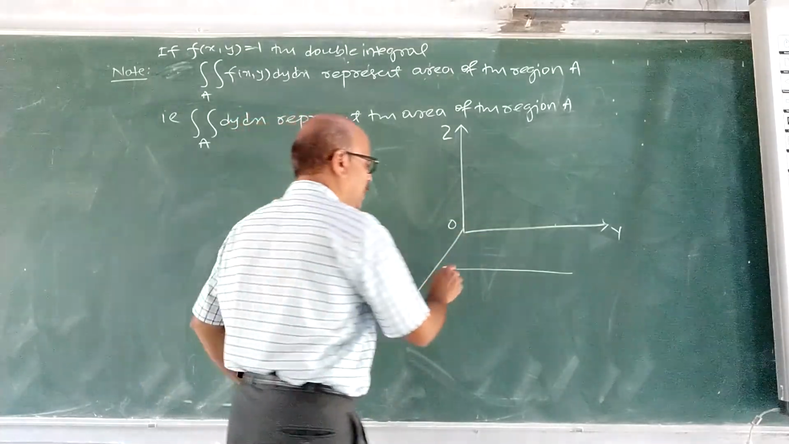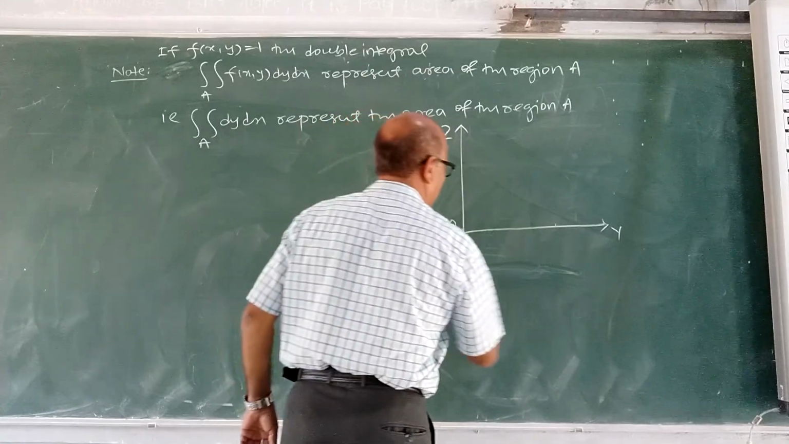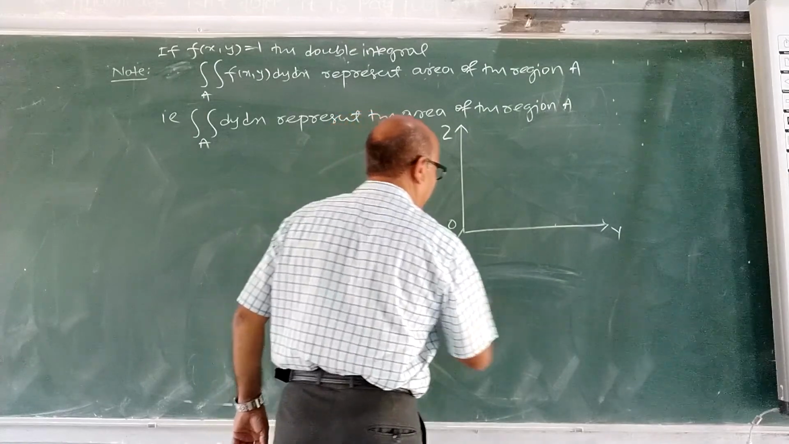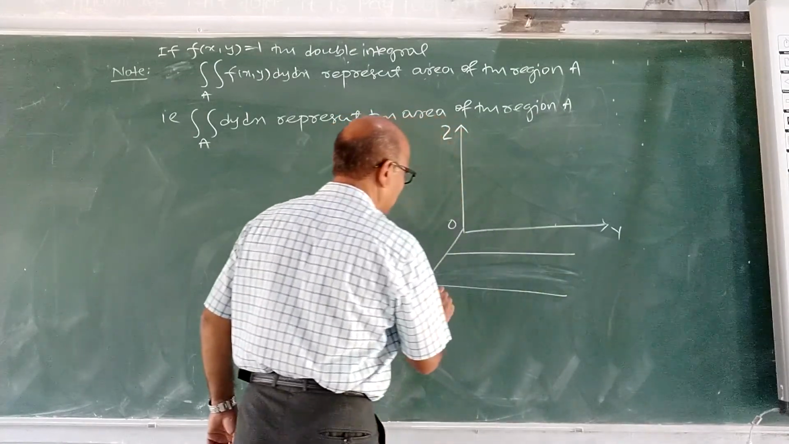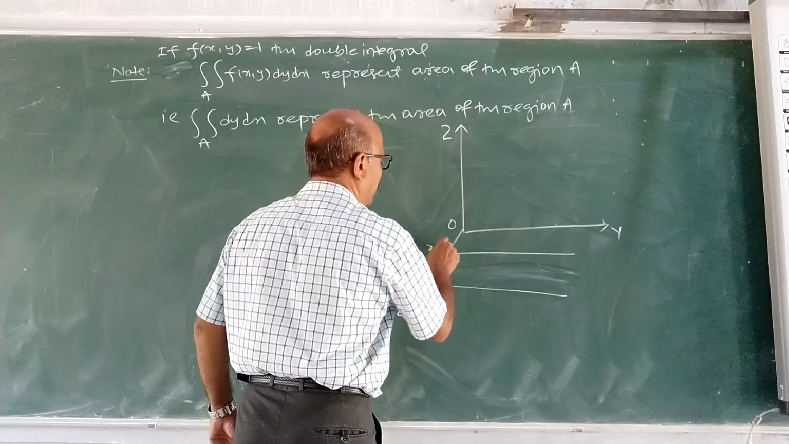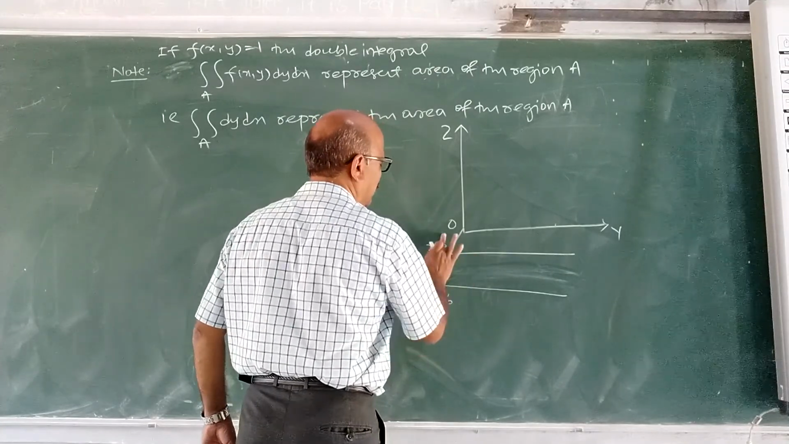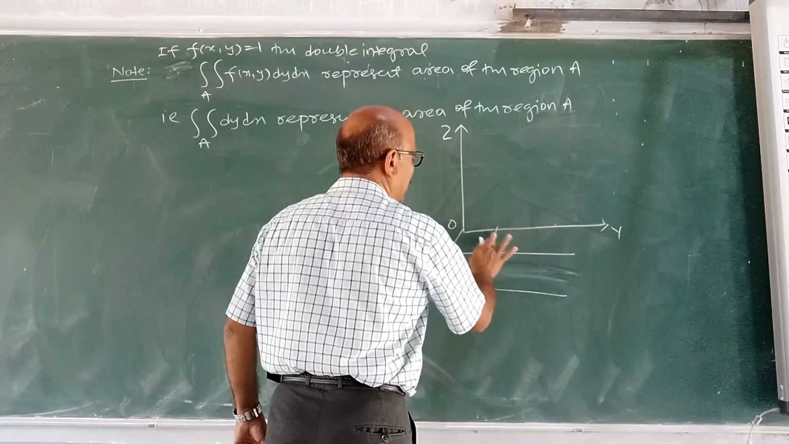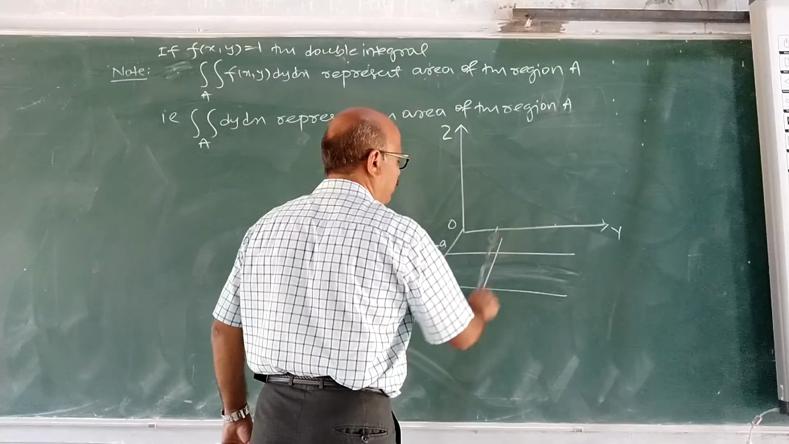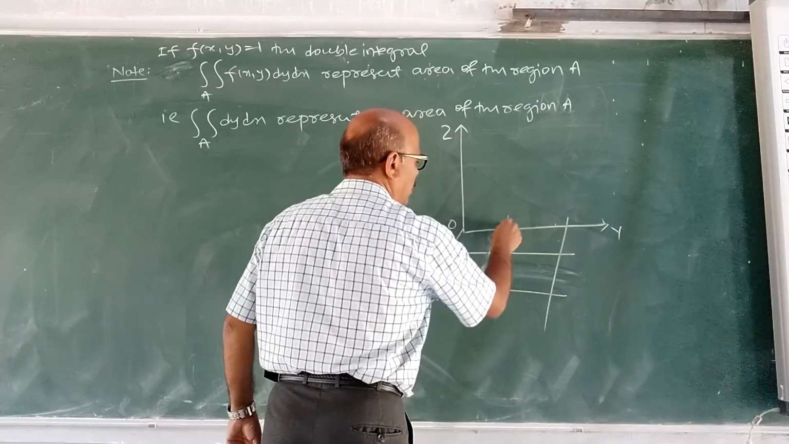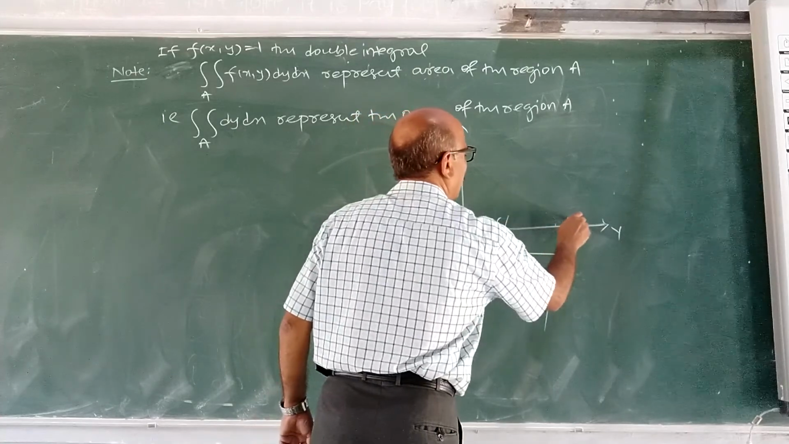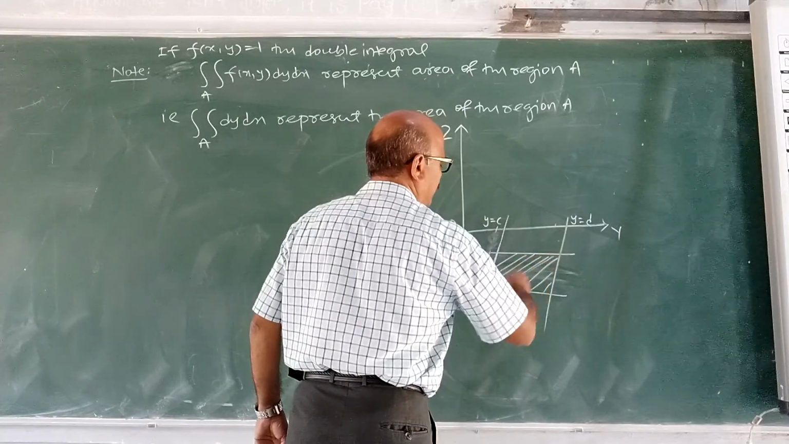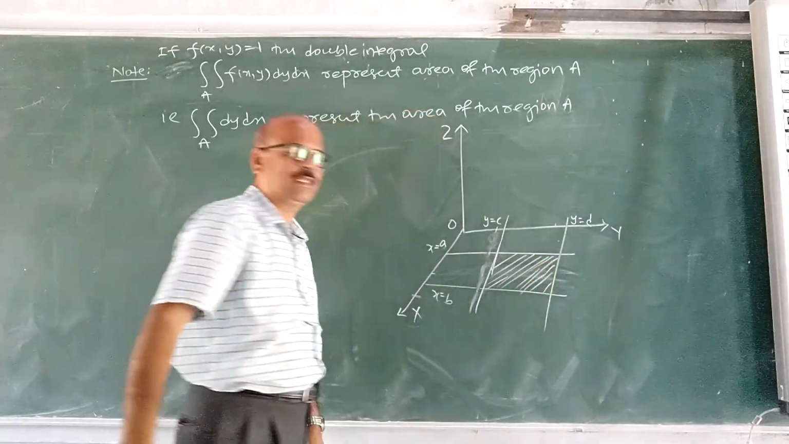I consider a rectangle. First, I consider the rectangle in the xy plane bounded by two lines. Suppose these are x equal to a, x equal to b, and y equal to c, y equal to d. This is the suppose region of integration.